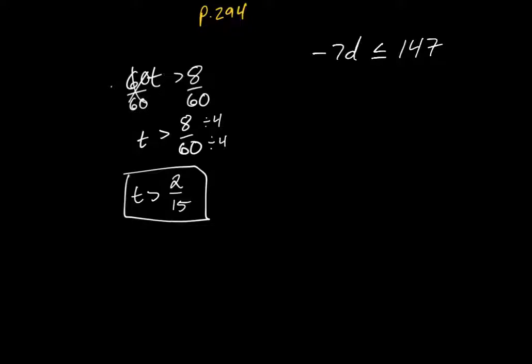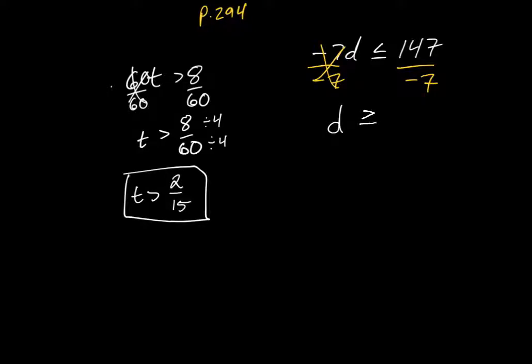Okay, to solve for this, I'm going to divide by negative 7, divide by negative 7, and here is where we need to switch the inequality sign, because you've noticed, hopefully by now, that we divided by a negative number. And so I'm going to switch that sign and make it greater than or equal to.